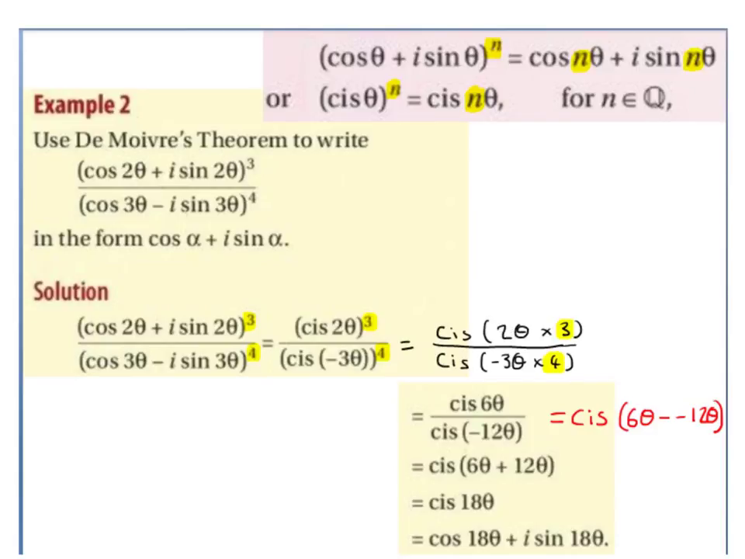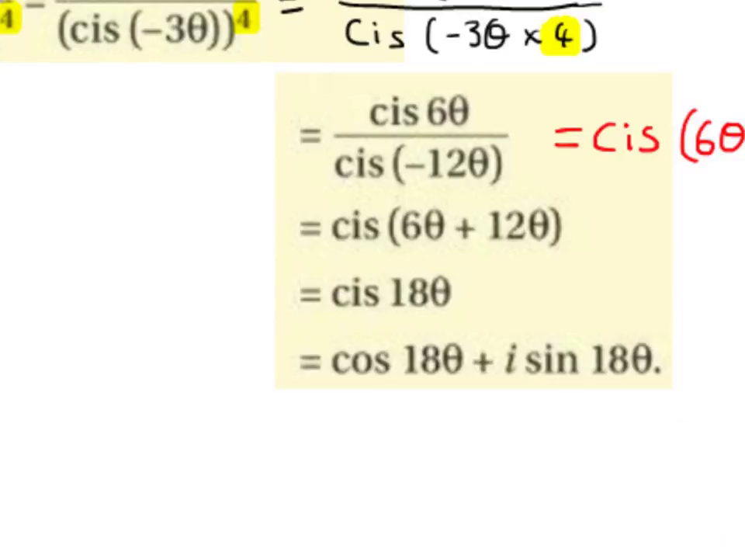2θ times 3 is 6θ, so we get cis 6θ as our numerator. And cis(-3θ) times 4 gives us cis(-12θ), so we get cis(-12θ) as our denominator. And we know from our cis properties that when we are dividing two cis, we subtract the angles. So we're going to have 6θ minus minus 12θ, which gives us 6θ plus 12θ, which gives us cis 18θ. And breaking this out gives us cos 18θ + i sin 18θ.